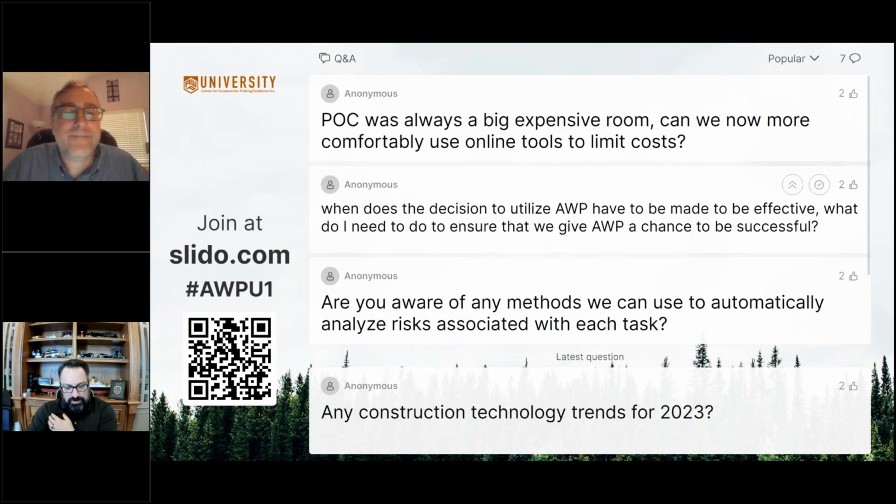So, okay, POC was always a big, expensive room. I assume they're referring to the amount of wage. When you think about a room of people there to plan from engineering, construction, procurement, all the above, and you add up the hourly cost, it's massively expensive, is what I assume they're referring to. Can we now more comfortably use online tools to limit costs? What are your thoughts there, Eric?